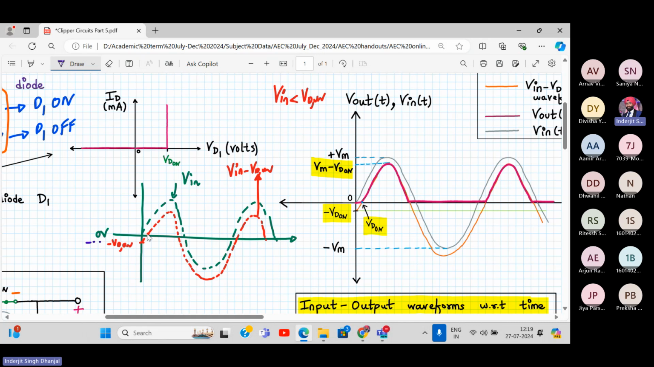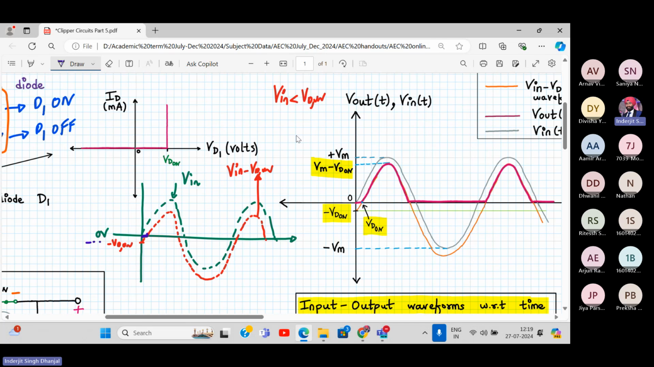Here it is, Vin level. So if input is less than VD on, what does that mean? For this curve, the red one, when is input less than VD on? This is VD on, here it is 0.7. So where is it starting from? Over here. Below this, input is less than VD on, so output will be 0.